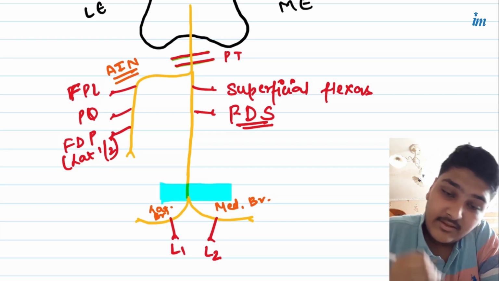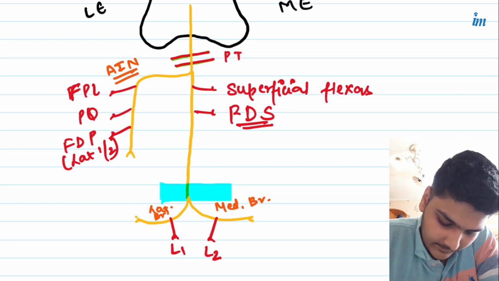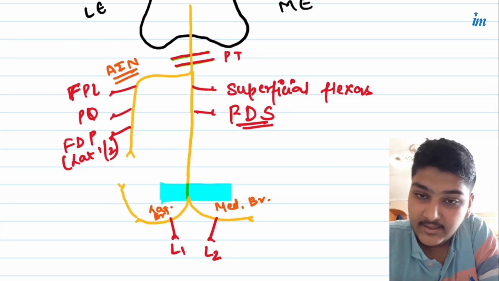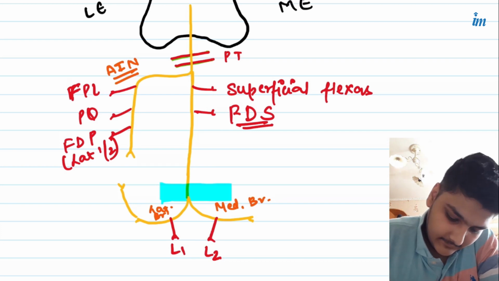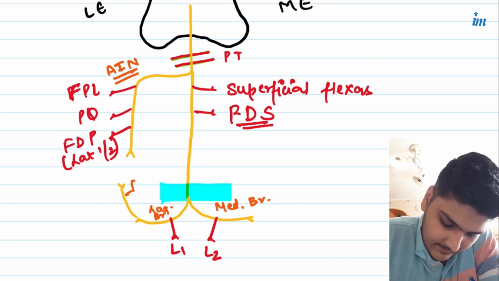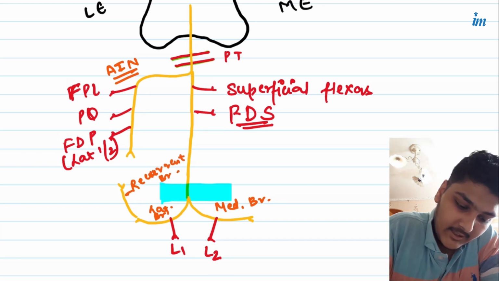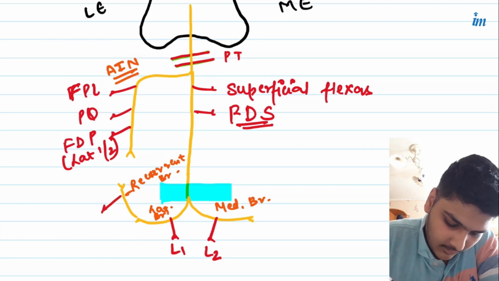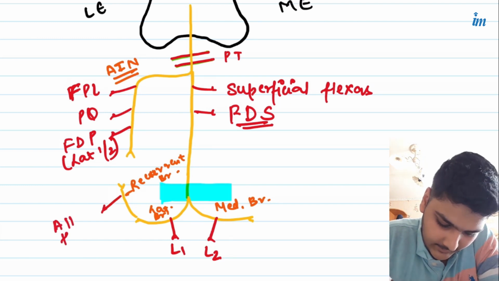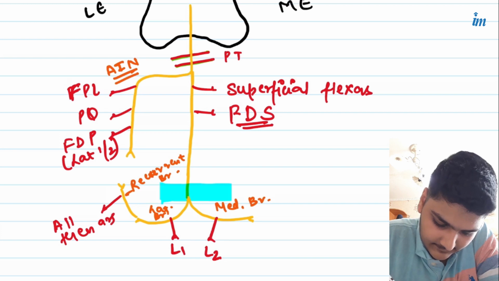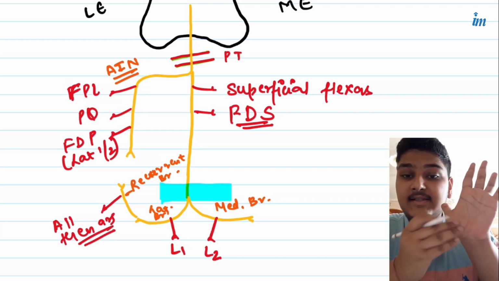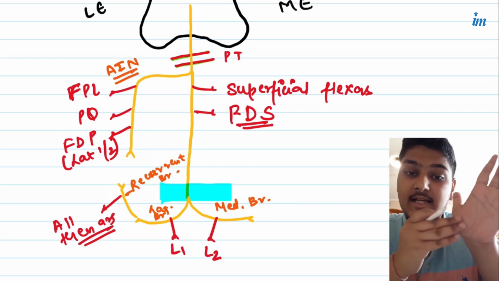Now this lateral branch will further give off a recurrent branch. So this is the recurrent branch. And this recurrent branch will be supplying all your thenar muscles, the muscles in this region, the muscles in the thenar eminence.